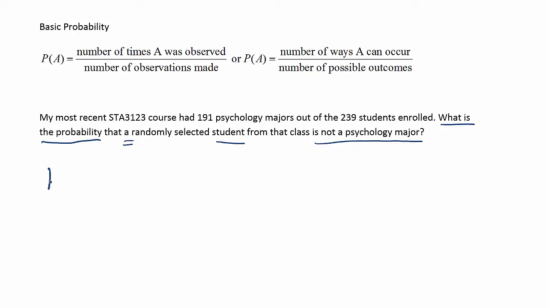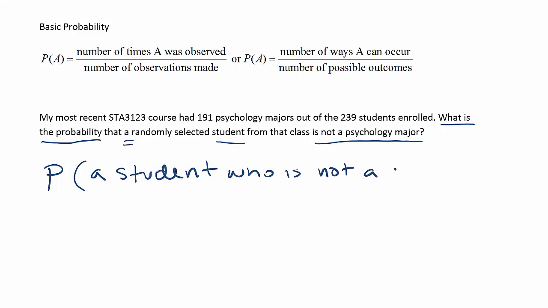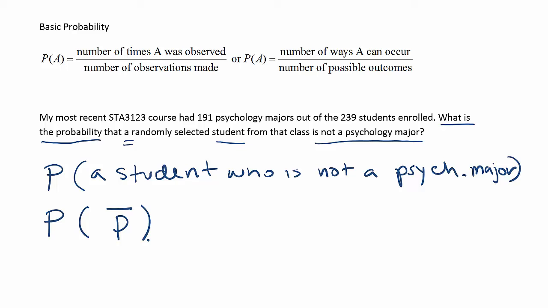So let's write out a statement, because that's where all the thinking occurs. It's all in the writing, right? We're going to say the probability that we get a non-psychology major student, so a student who is not a psychology major. I'll abbreviate that. Now you could write this a little more efficiently. I'm going to write the probability of psych major as P, for psych major, and then I'll put a bar on top, and that means not a psych major. That's a common shorthand notation, but remember that these things are really the same.